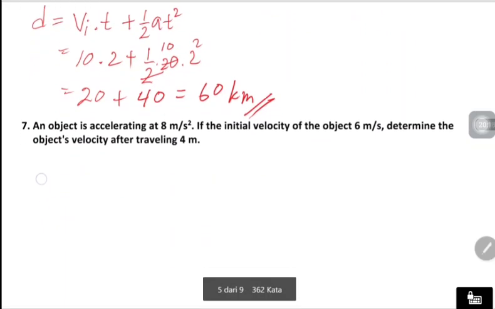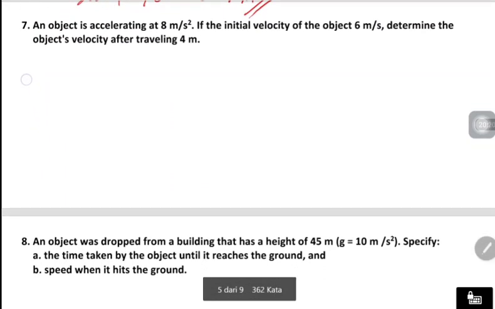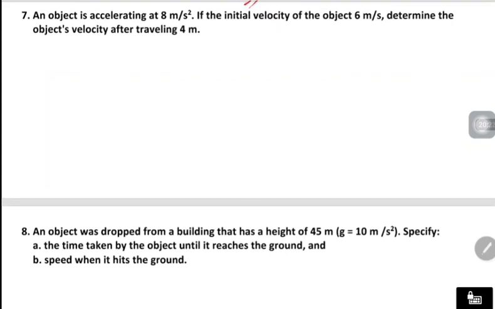Next, number 7. An object is accelerating at 8 meters per second squared. If the initial velocity of the object is 6 meters per second, determine the object's velocity after traveling 4 meters.